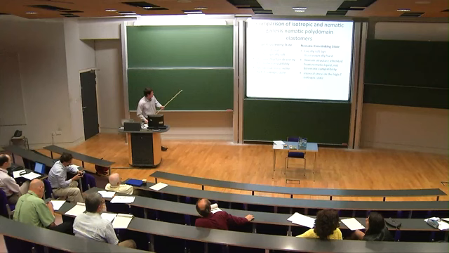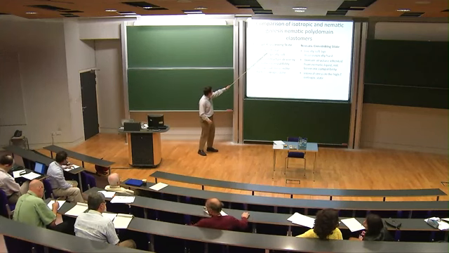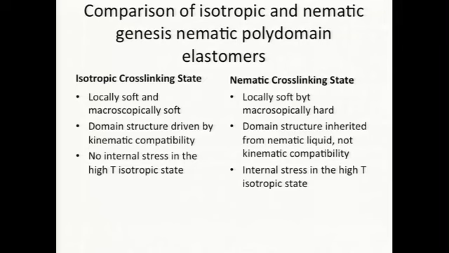OK, so here's the quick summary. If you cross-link in the isotropic state, you have a locally soft mode and a macroscopically soft mode. You have a domain structure that's driven by kinematic compatibility, which we expect to be qualitatively a different structure to that seen in a normal nematic liquid. And there's certainly no internal stress in the high-temperature state, because that's where you cross-linked. And so we know there is a stress-free configuration for that state.